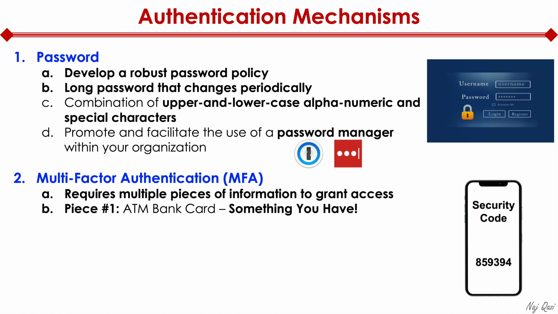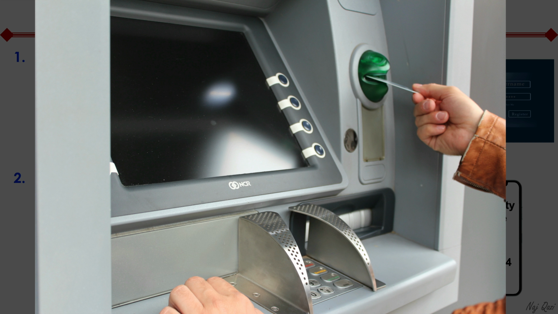Another example that I can give you is that piece one could be an ATM bank card. So the bank gives you an ATM card, for example. So this is something you have. And piece number two could be the PIN number that you choose after you get your ATM card. This is something you know. So when you go to get cash from your bank, you'll go to the ATM machine, you'll put in your bank card, and after you put in the ATM card, it asks for a PIN code. You type in the PIN code and you're in. You can get cash, you can run different types of transactions. That's a form of multi-factor authentication.